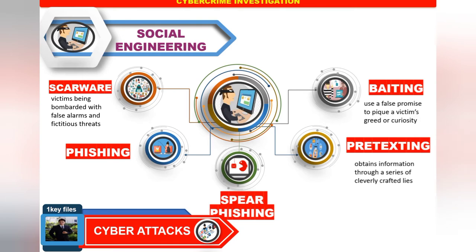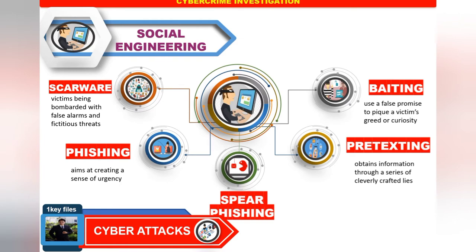Next is pretexting. It obtains information through a series of cleverly crafted lies. The attacker obtains the information he needs through several ways of deception. He will impersonate other people, convincing others that he is working with the PNP, banks, the NBI, and other related offices, so he can get sensitive information from people without being suspected. All sorts of pertinent information and records are gathered using this scam, such as social security numbers, personal addresses, phone numbers, phone records, and other sensitive information.